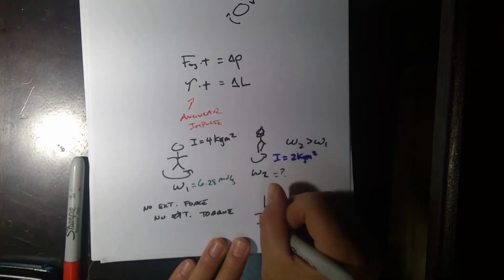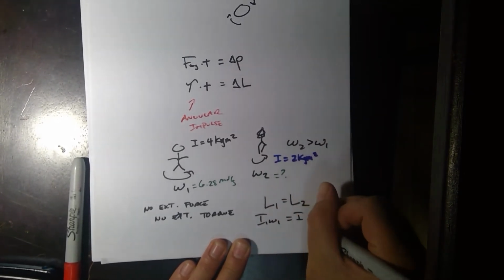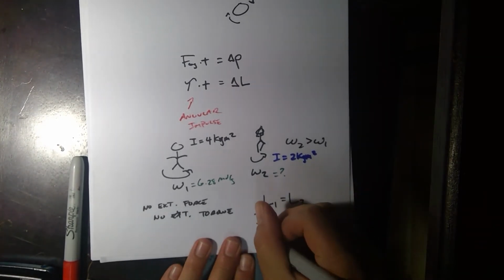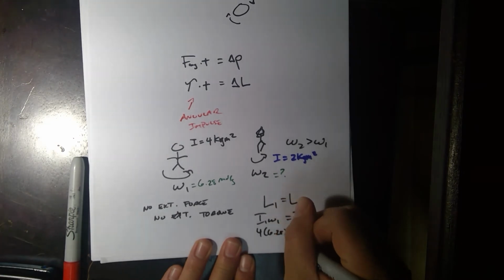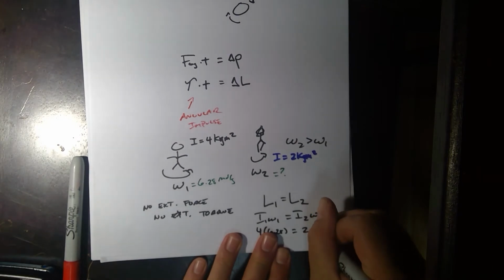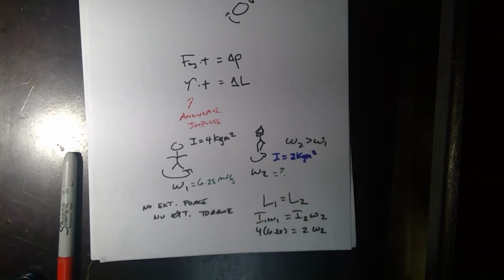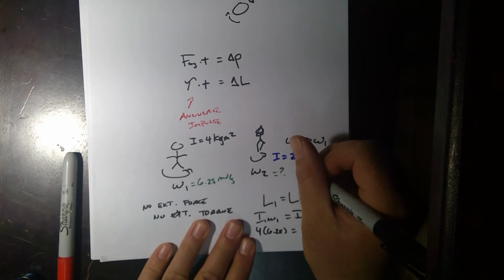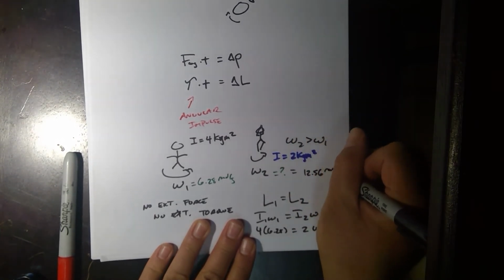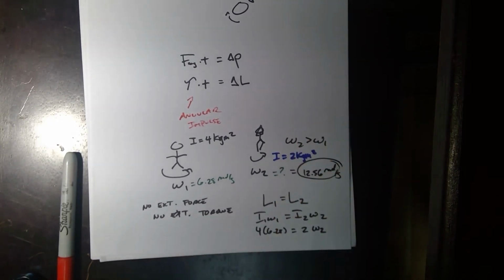And let's write it now as I1 omega 1 equals I2 omega 2. There is no change in angular momentum here. So this would be 4, this would be 6.28, and then this would be 2, and then this would be omega 2. And when we solve for omega 2, we should get a value that is twice as large as the initial speed. So omega 2 ends up equaling 12.56 radians per second.